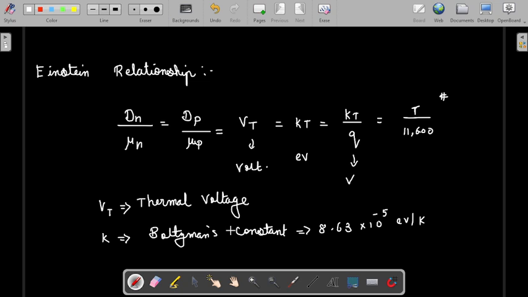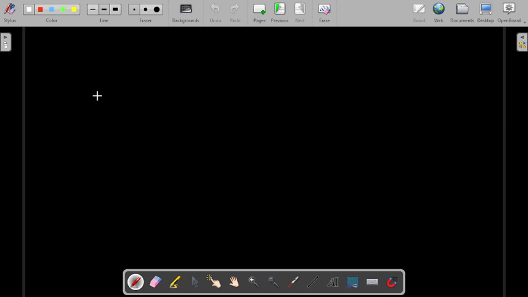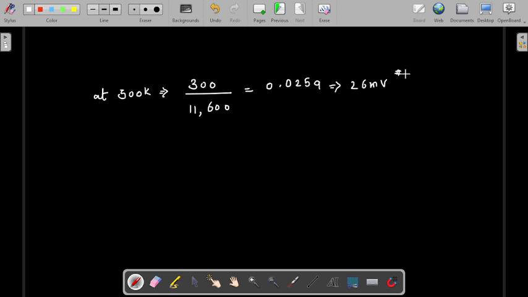So let's get into the other things. Let me relate some values. At 300 Kelvin, the standard reference temperature we use in semiconductor device problems, if you divide 300 by 11,600 we get 0.0259, which approximates to 26 millivolt. This is the standard value we use everywhere. If they ask for other values, like the value at 400 Kelvin, we can substitute in this formula and find it. That's why we need these relationships.